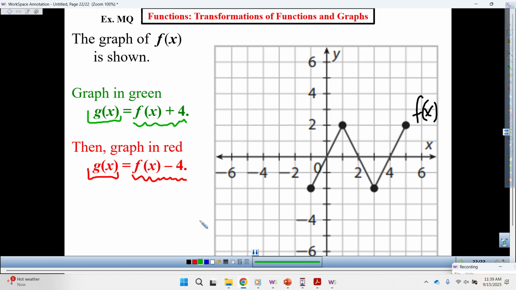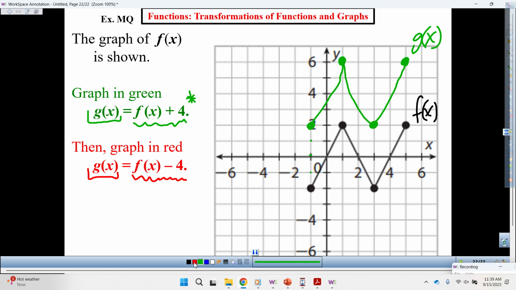Let's go with Natalia Espino. What do I do to the original one to get the green one? 4. Go up 4. So we go 1, 2, 3, 4. This one, 1, 2, 3, 4, and so on for each point. And we label it what, everyone? g of x. Hands up if you got that.